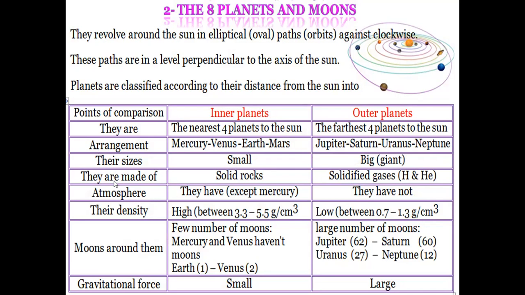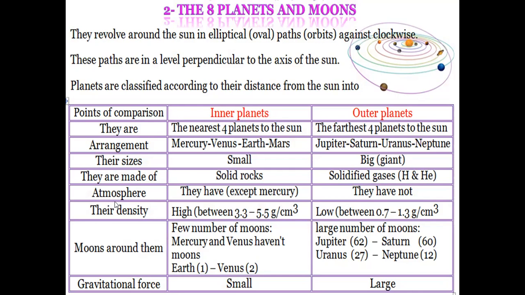Number 4, inner planets are made of solid rocks, or rocky planets, but the outer planets are made of solidified gases. Solidified gases means gases transform into solid by the effect of very low temperature, such as hydrogen and helium.